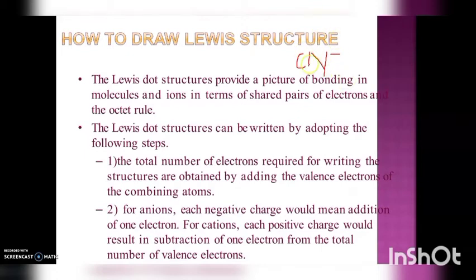So how do we find out the valence electrons here? For carbon, we first find the valence electrons, that is 4, plus we have to find the total. So 4 plus, how many valence electrons does nitrogen have? It's 5. So 4 plus 5, plus, it is carrying one negative charge. If it is a minus charge, we have to add 1. So we get a total of 10 electrons. This is the total number of valence electrons, 10.